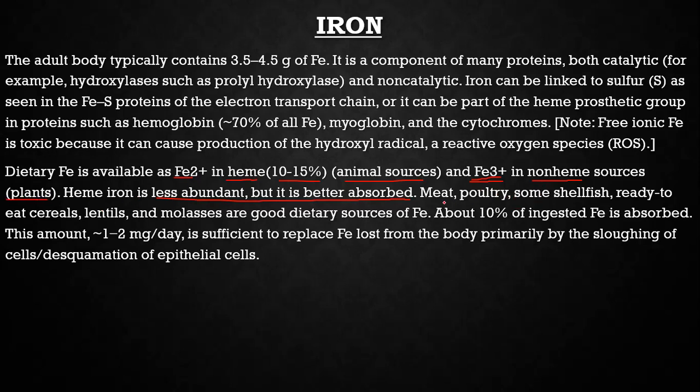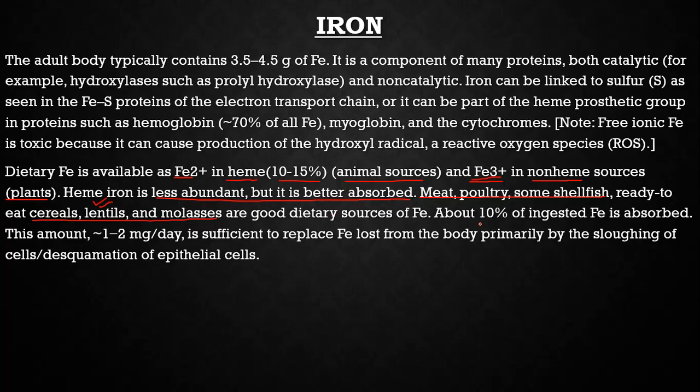Now, as I have said, the heme iron is mainly from meat, poultry, and fish. And the non-heme from plant sources, such as cereals, lentils, grasses. Lentils are these legumes, which we commonly call kamande.